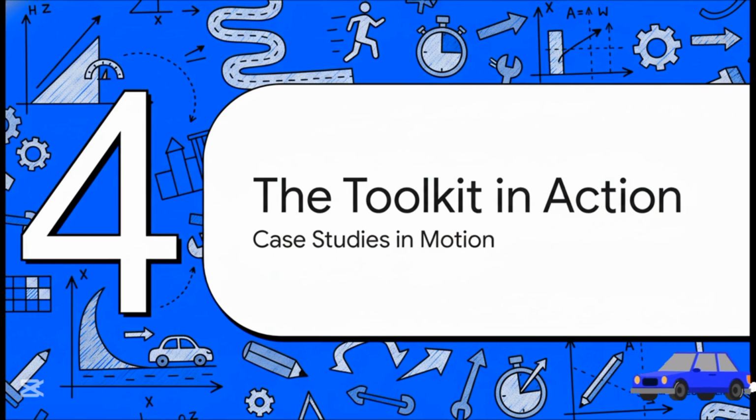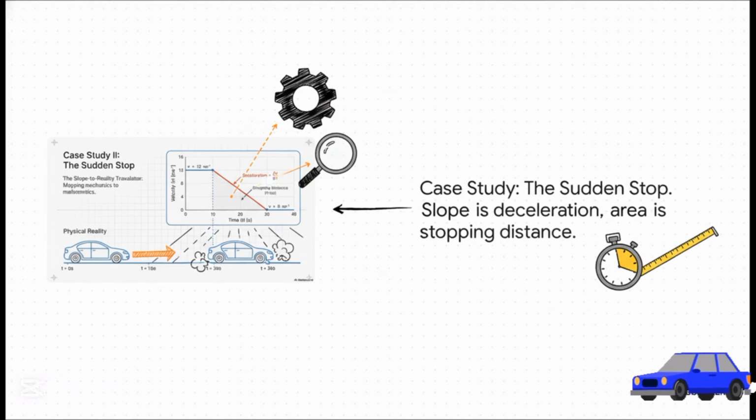Okay, so now we have our two master tools: slope for the rate of change and area for the total displacement. Now let's put this toolkit to work and see what kinds of stories we can uncover in a few real-world examples. Let's start with something simple: a car hitting the brakes. Okay, so for the first 10 seconds, you can see the velocity graph is just a flat line. It's cruising along at a constant 12 meters per second. Then bam, the driver slams on the brakes. The line slopes down, showing us a negative acceleration, or what we call deceleration. And if we want to know how far the car traveled while it was braking, we just calculate the area of that shaded triangle. The whole story of that stop is right there in the graph.